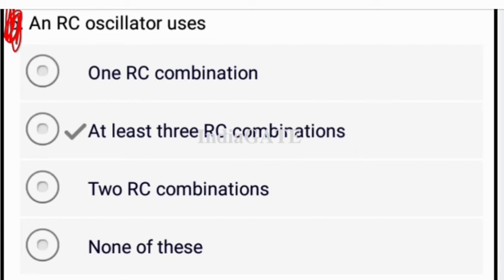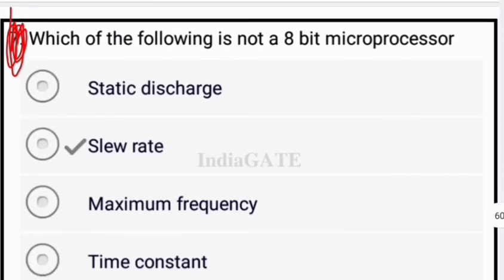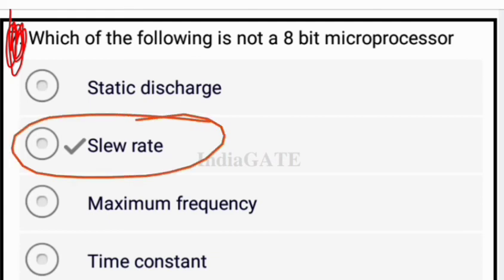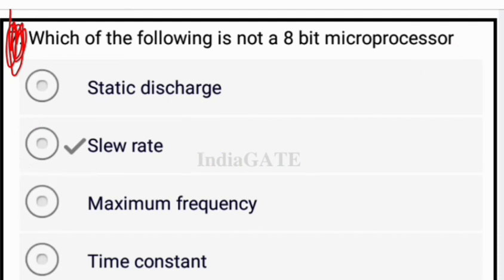Now come to the next question. Your next question is defined as: which of the following is not an 8-bit microprocessor. So here four options A, B, C and D. So the correct answer for this question is your option B, slew rate. So slew rate is not related to the 8-bit microprocessor, but the others, static discharge, maximum frequency, time constant, are related to the 8-bit microprocessor. Now come to the next question.